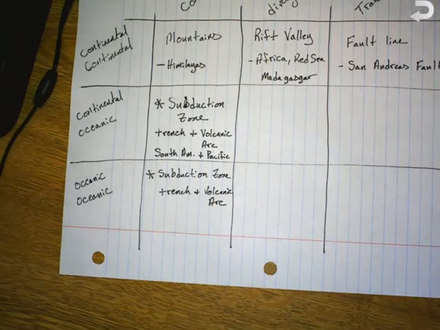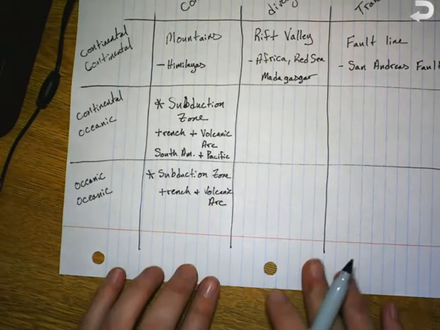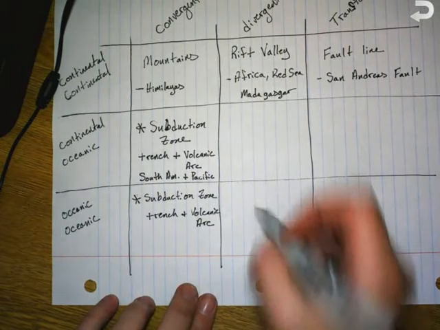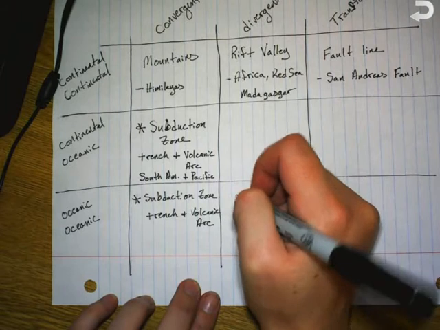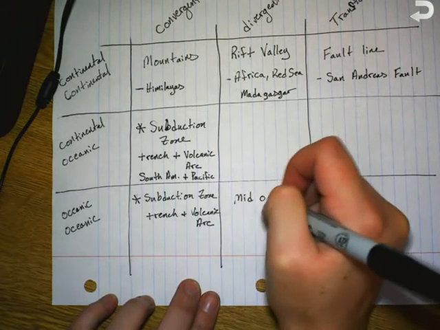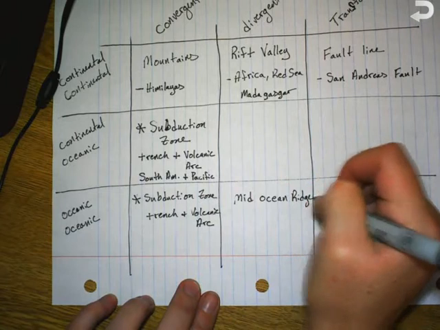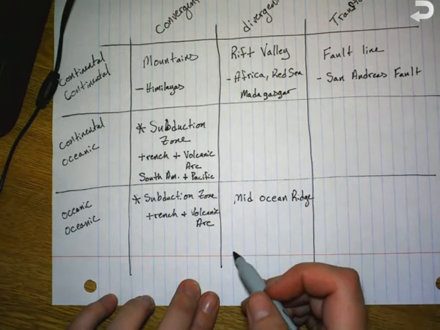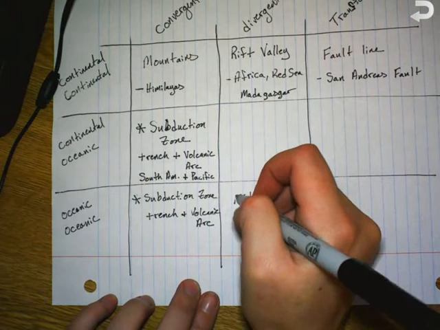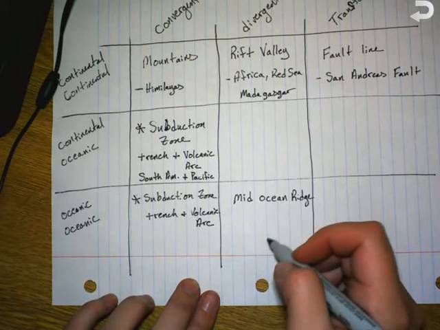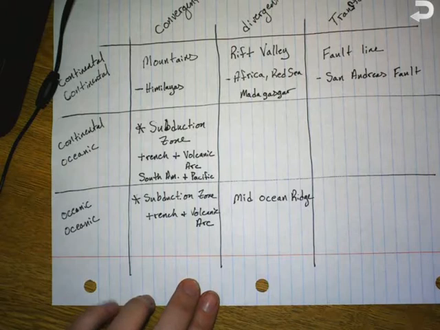When oceanic and oceanic plates pull apart, you get a mid-ocean ridge. A ridge in the middle of the ocean. Okay, and this happens throughout. If you look at the map of the ocean, you can see those little things that look like stitches. Those are your mid-ocean ridges in any ocean of the world.